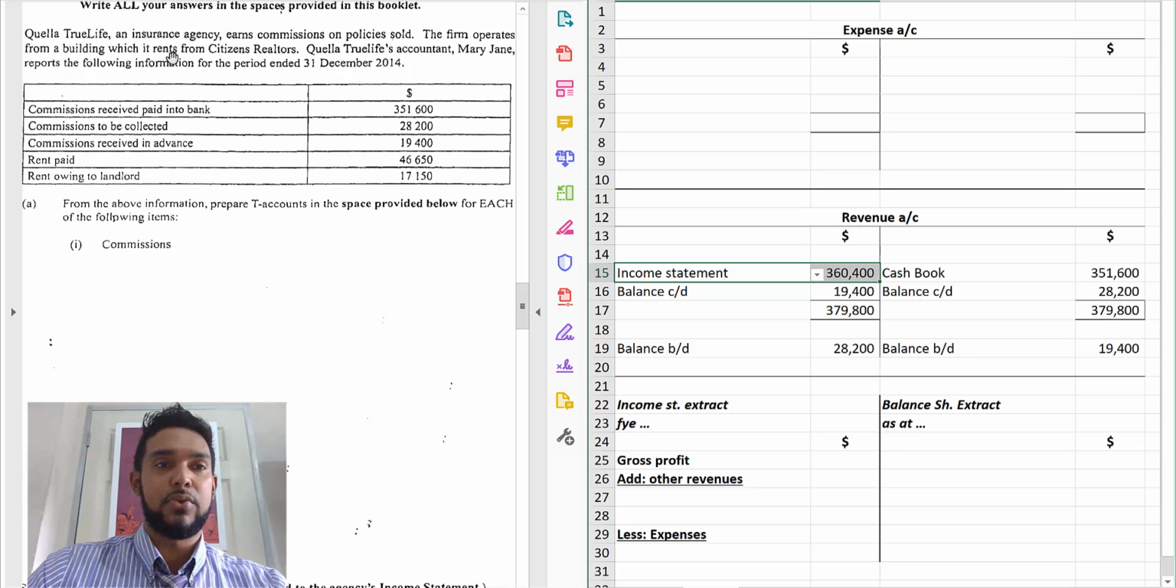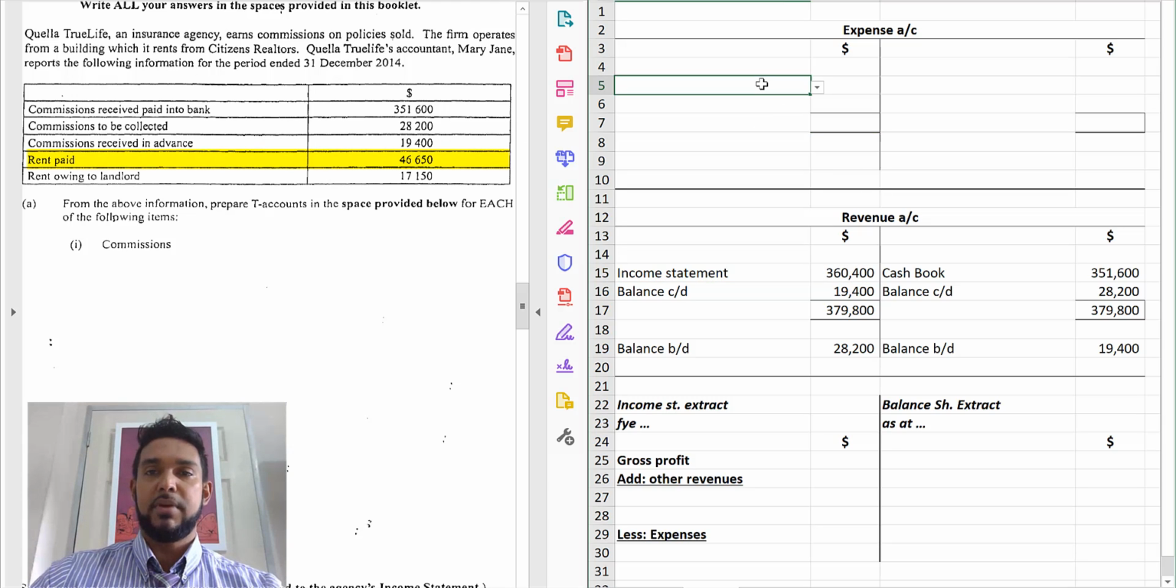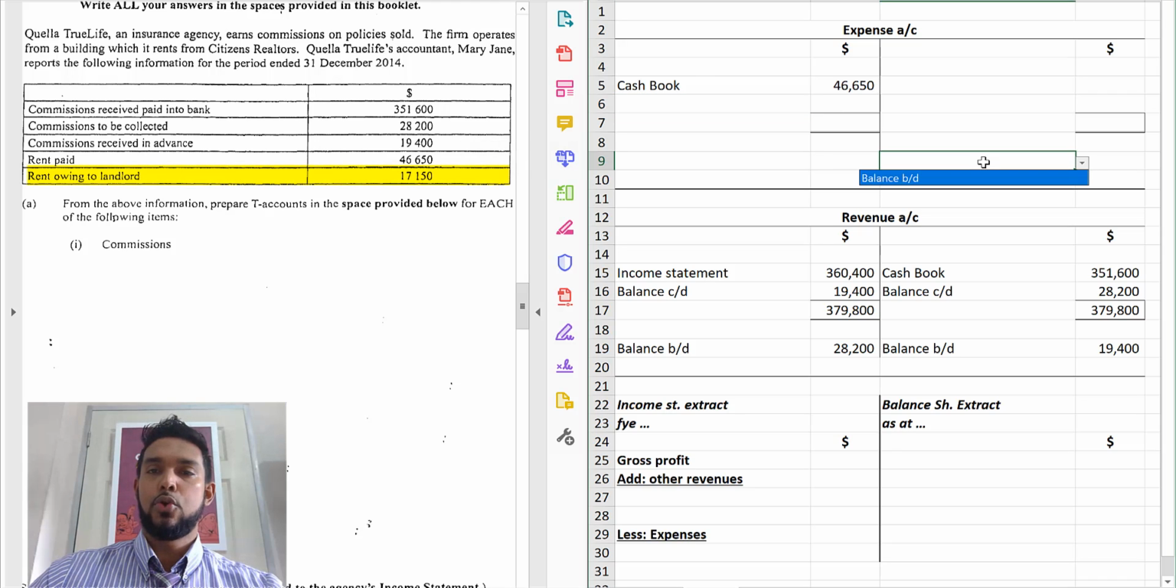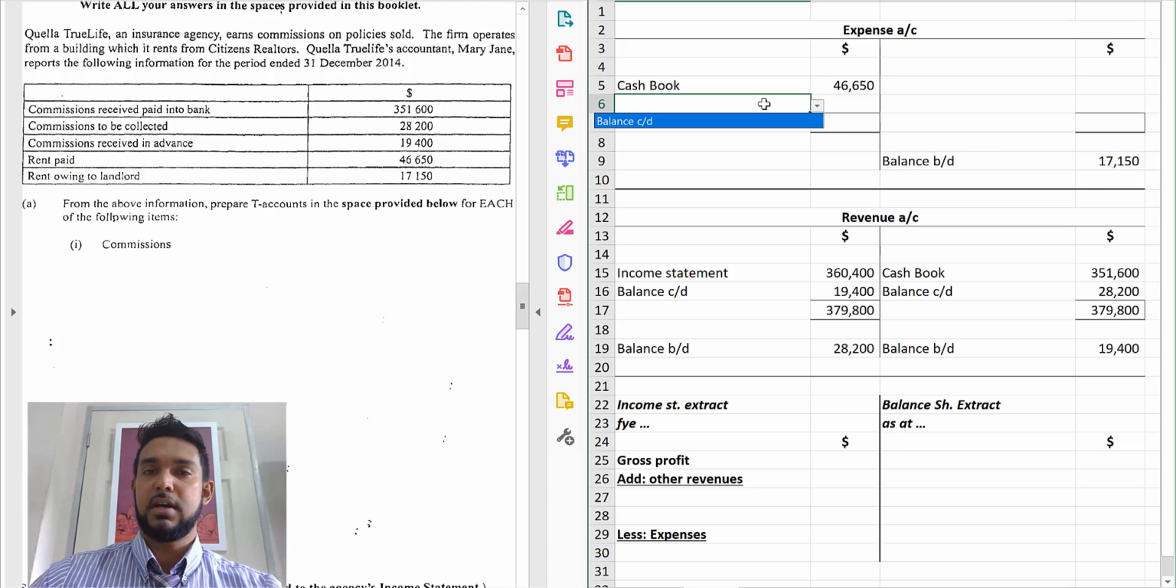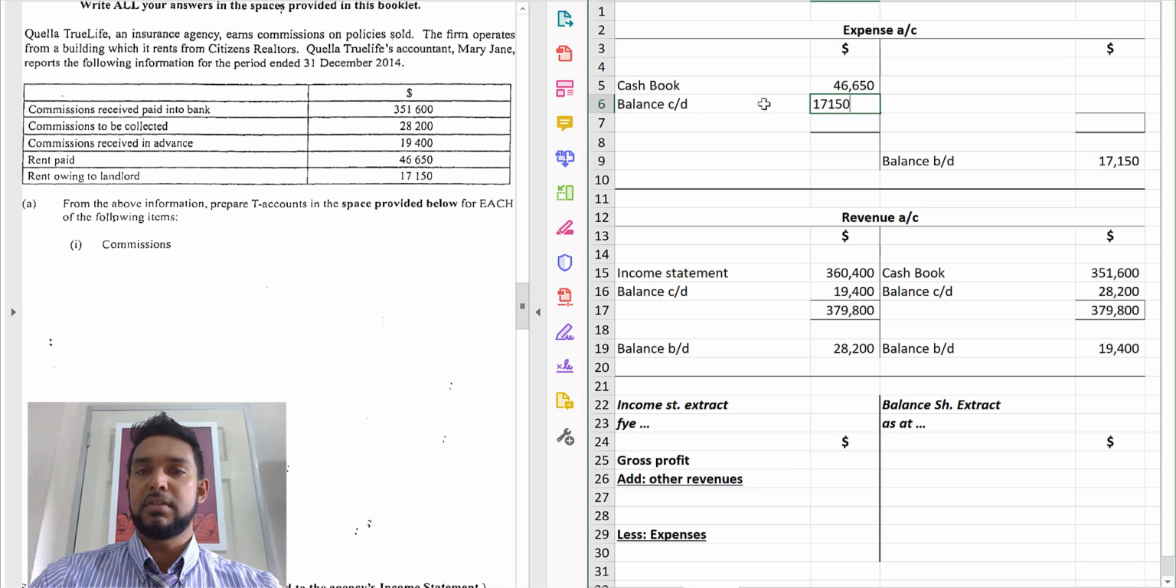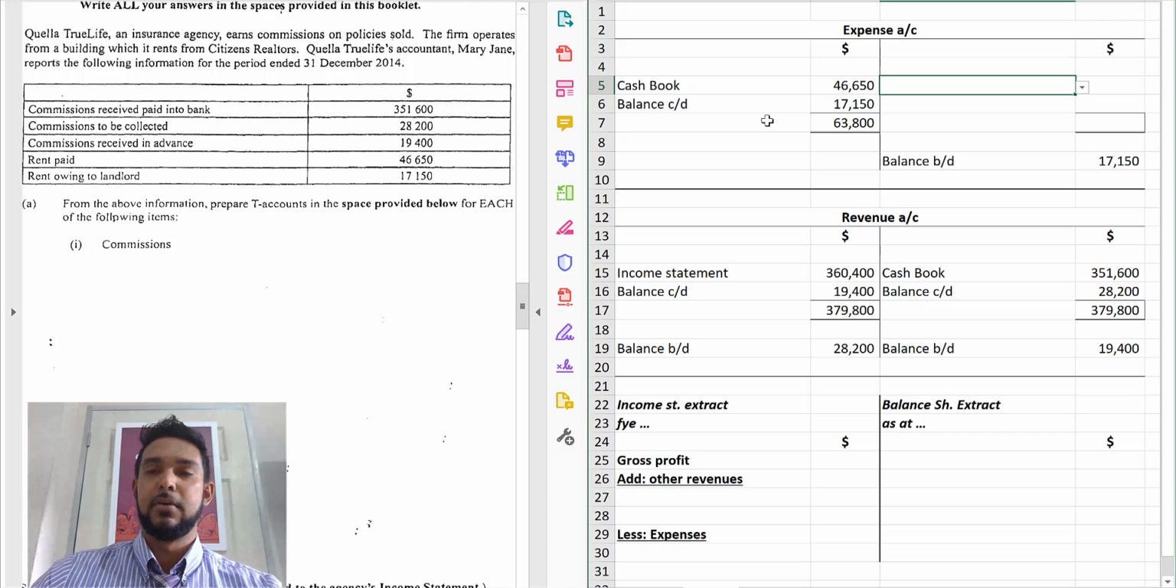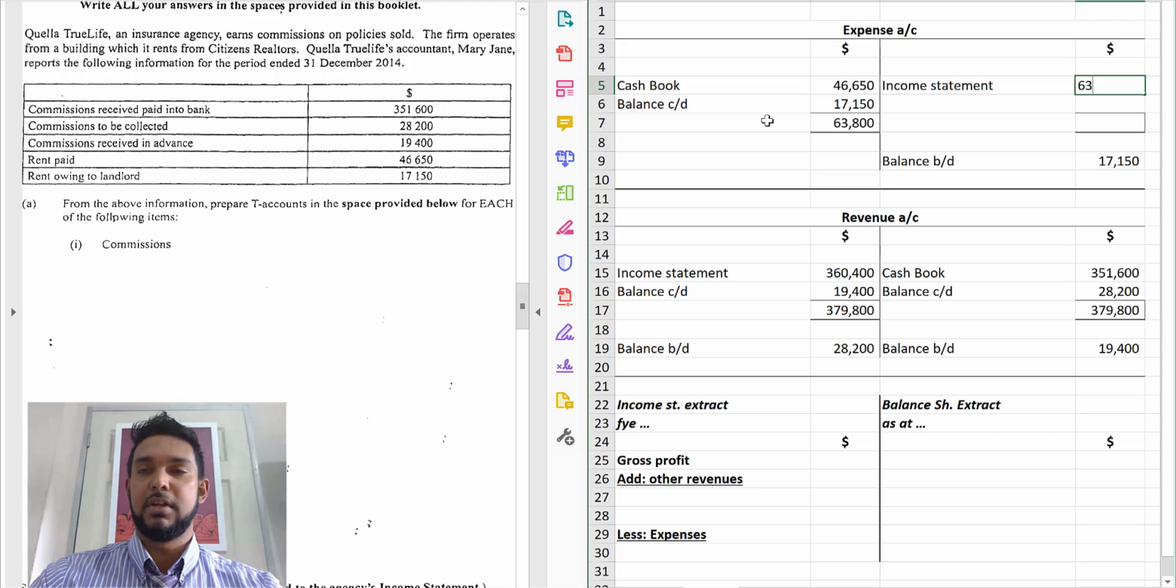Now rent expense. So rent paid goes on the debit side of the expense account. That is 46,650. And then rent owing to landlord. Rent owing will be accrued rent, which is an expense. And in this case, a current liability, which will be brought down on the credit side. But to be brought down on the credit side, you have to first be carried off on the debit side. And we are clearly missing anything on this. Well, obviously, your income statement figure will have to be the full 63,800.